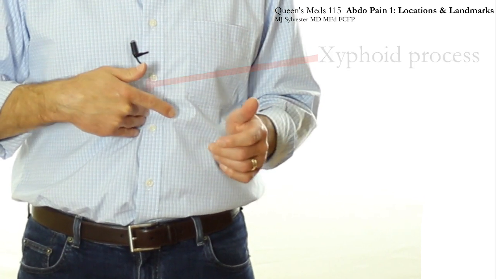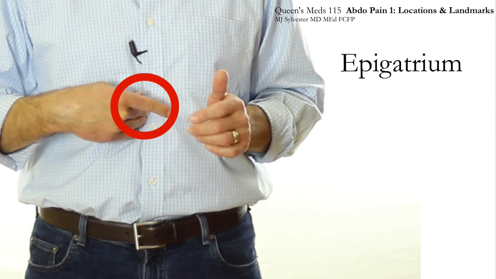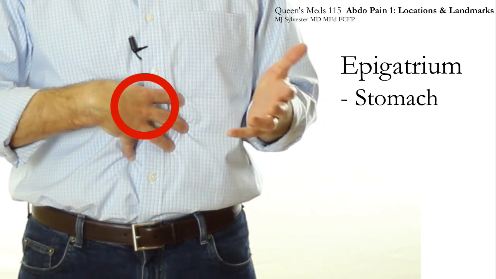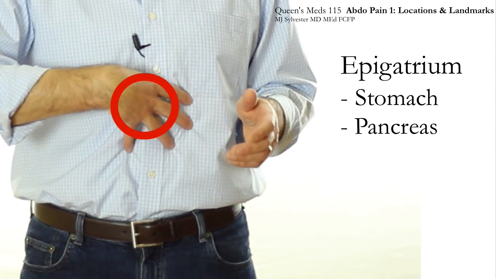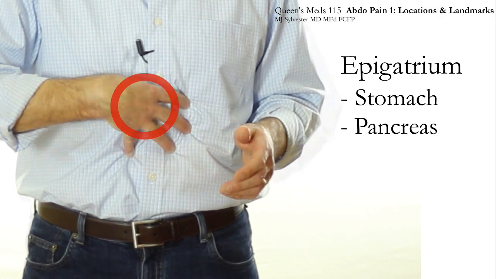Just below that is the epigastrium. Epi means on top of, and gastrium means stomach. So the epigastrium is on top of the stomach, and the stomach is on top of the pancreas. So now you know two organs that are inside the epigastric area, that's the stomach and the pancreas.